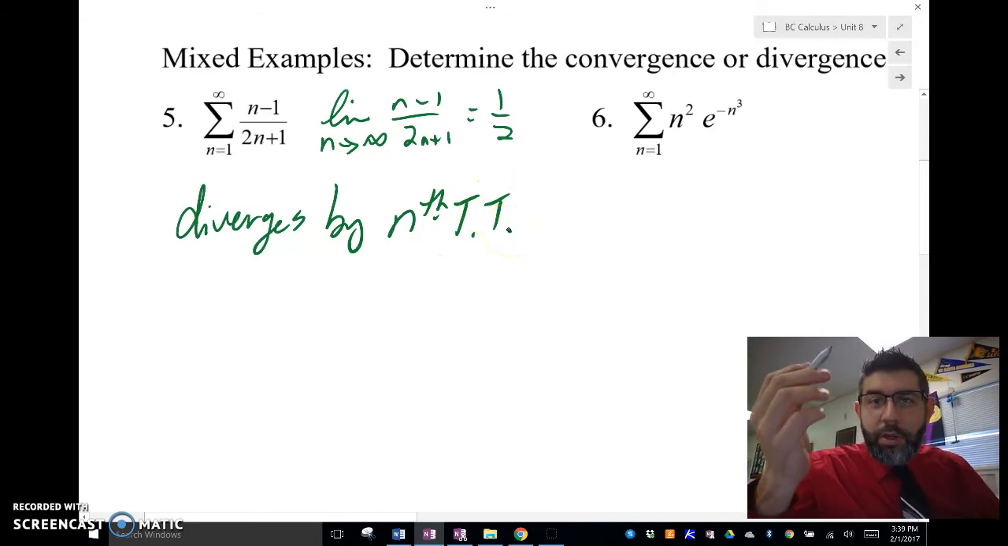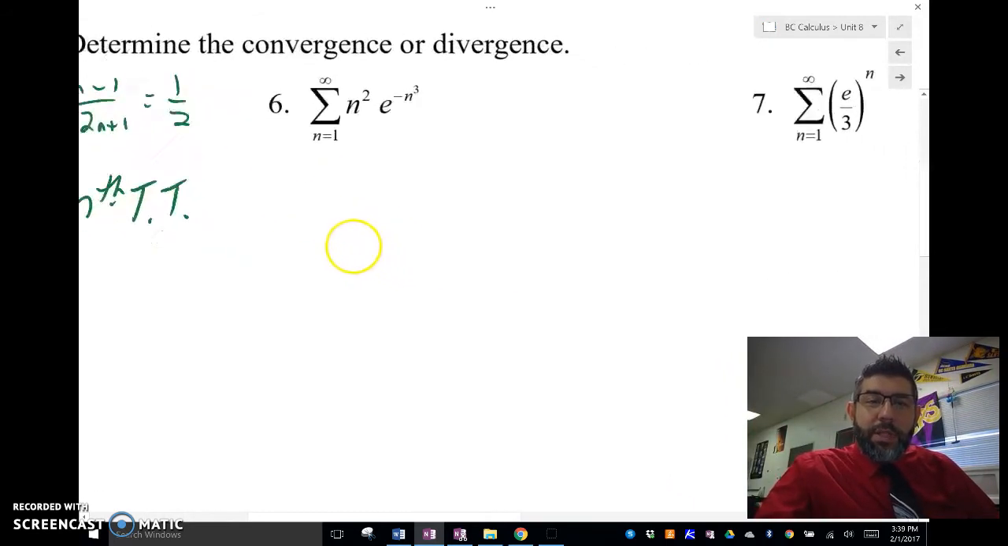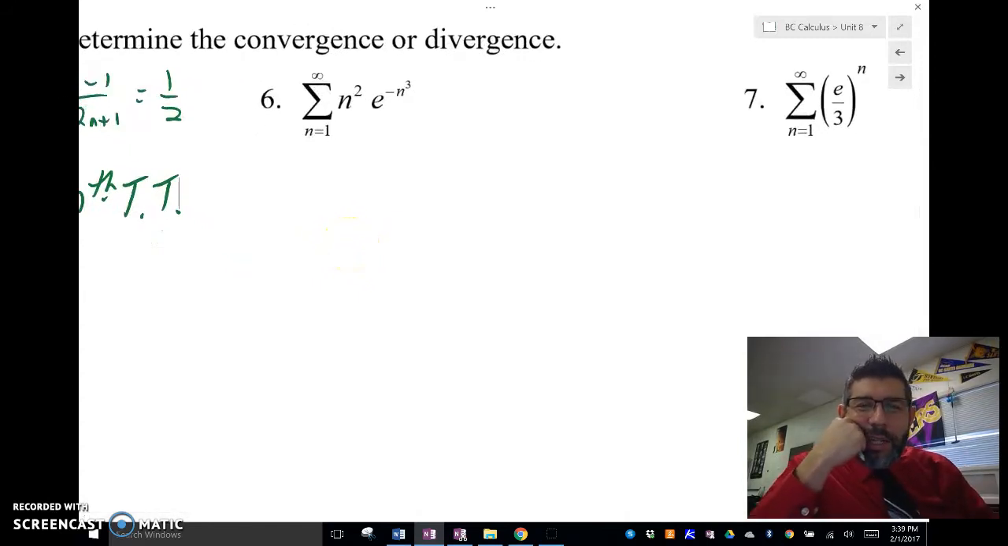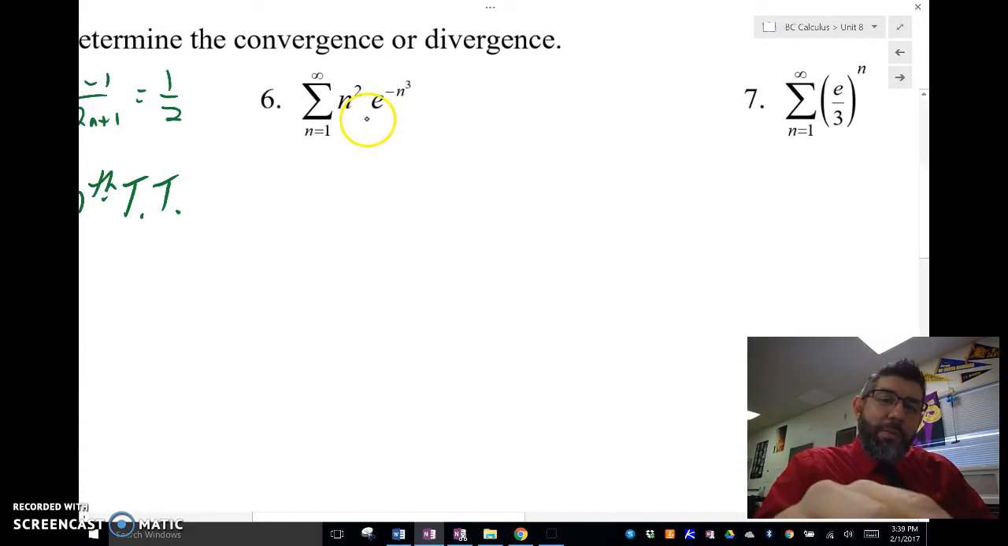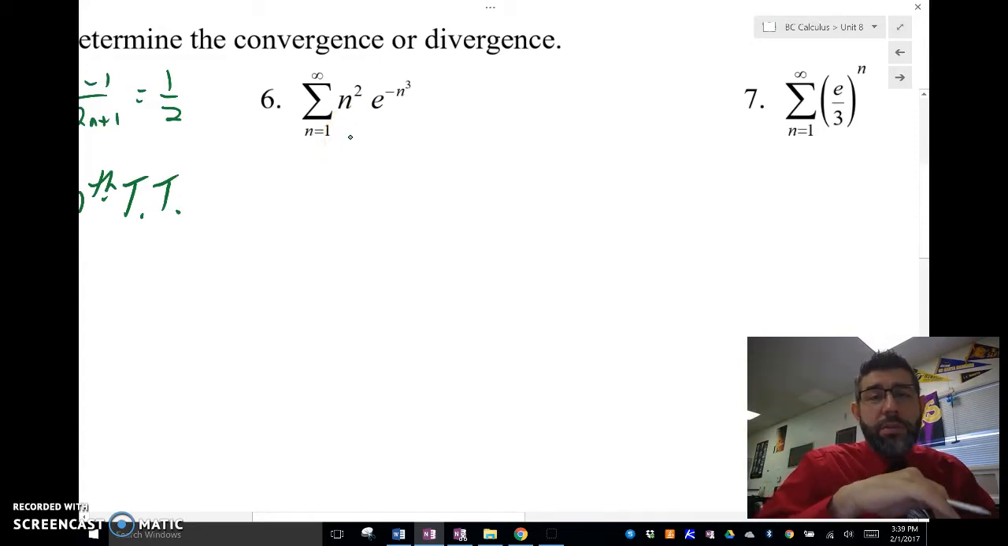That one's pretty quick and easy. Let's see number 6. So we've got this n squared e to the negative n cubed. If I took that and brought it down to the bottom, I'd have e to the n cubed in the denominator, and that would grow pretty fast. So that limit's going to be equal to 0. So I wouldn't want to use the nth term test.